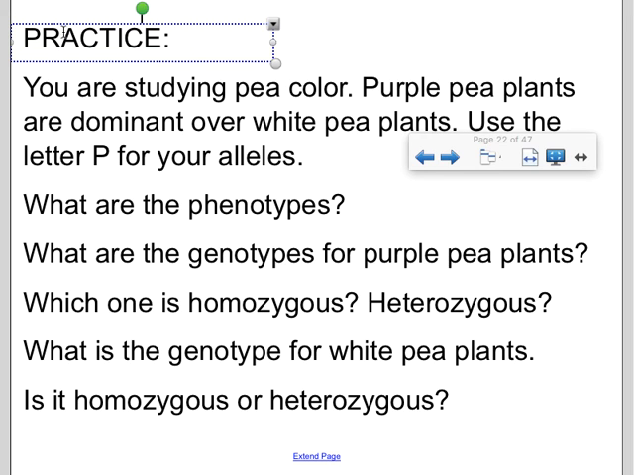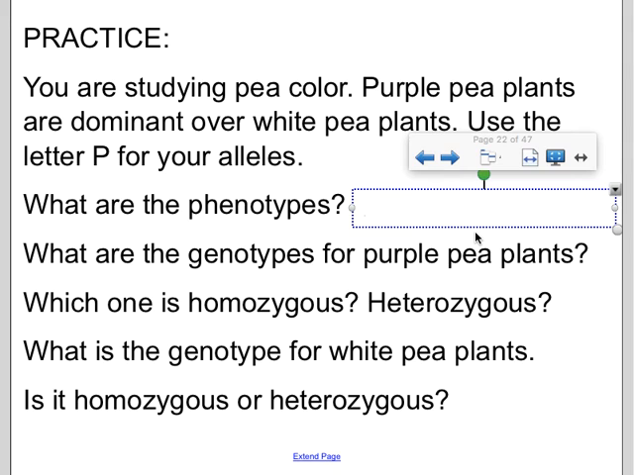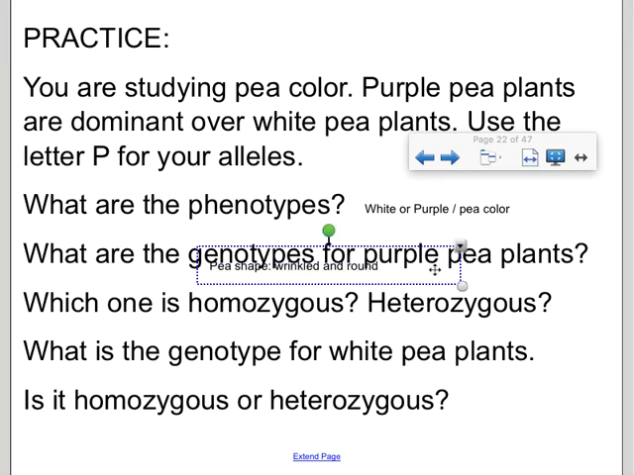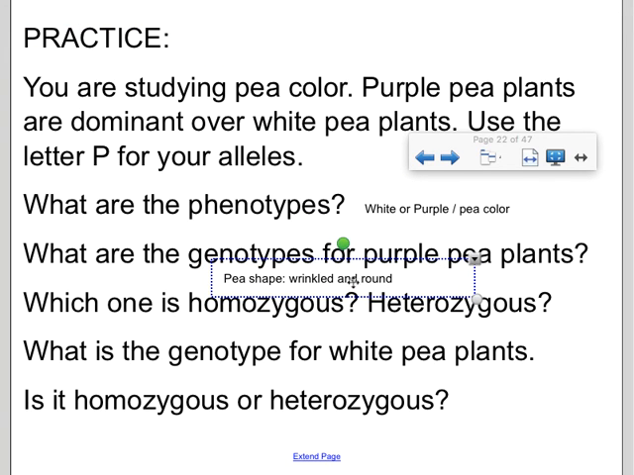Phenotypes means the physical characteristics that you can see. And that means you can look at white or purple. But I would also accept pea color for your answer. So that's what you can physically see. Pea color. Okay, I gotta add pea color to it. I'm just gonna have to erase it.